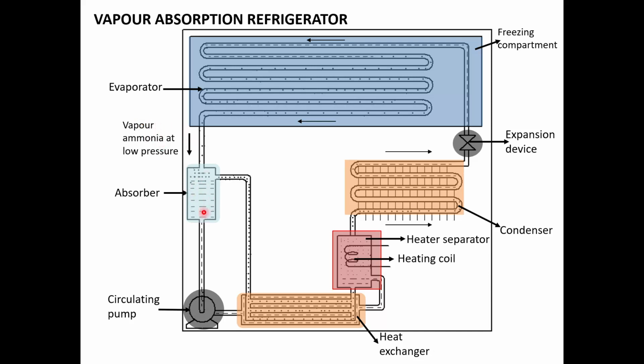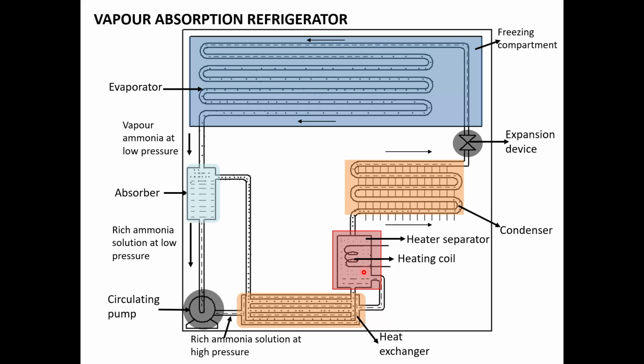Inside the absorber, it will mix with the water. It will become ammonia mixture. From the absorber, low pressure rich ammonia solution then enters the circulating pump. Inside the pump, the rich ammonia solution is pressurized and through the heat exchanger it is sent to the heater separator.